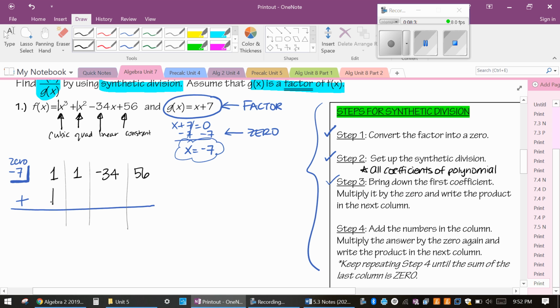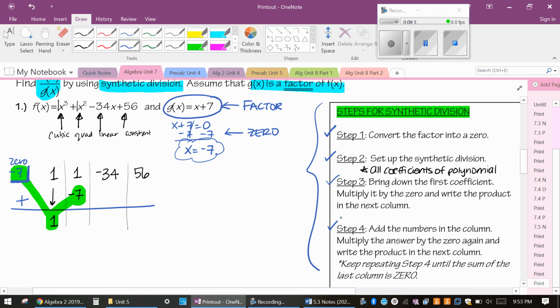You're going to bring down the first coefficient. My first coefficient is 1, so I'm going to bring it down. Then I'm going to multiply that by the 0 and write the product in the next column. So I'm going to multiply the 1 with negative 7 and put it in the next column. That's step 3. So I'm done with step 3. Now I'm going to go on to step 4.